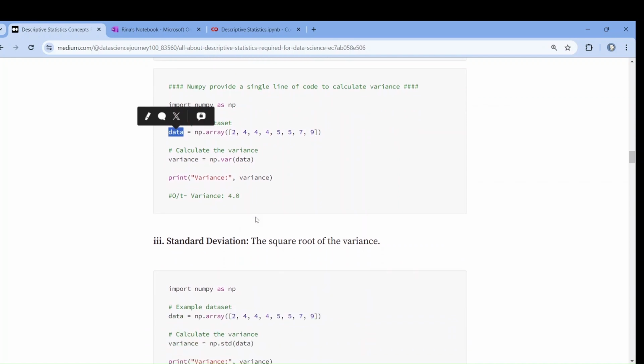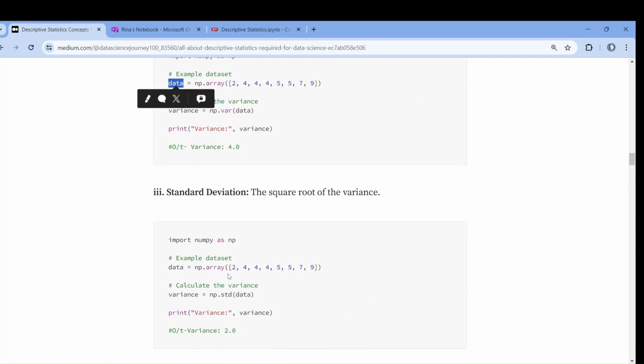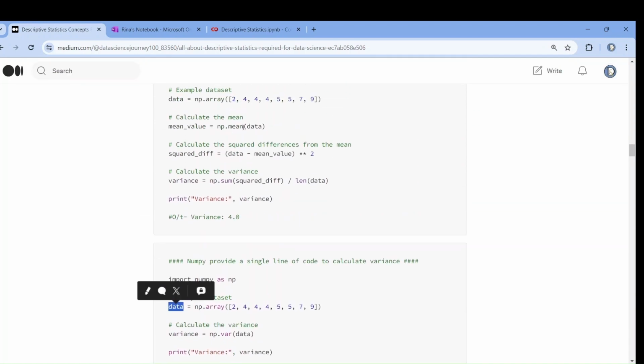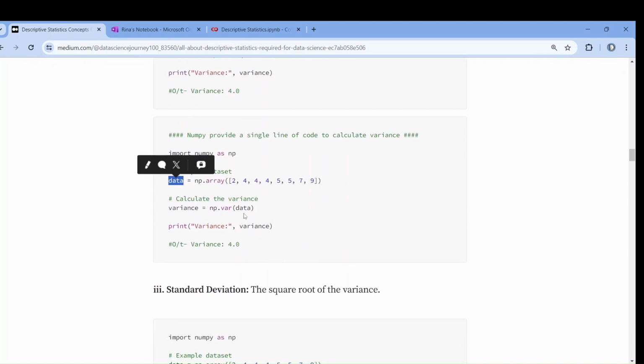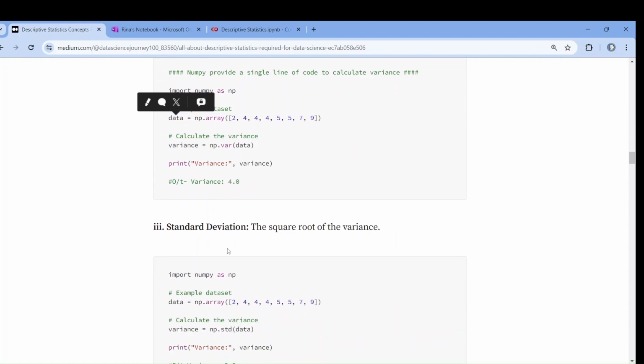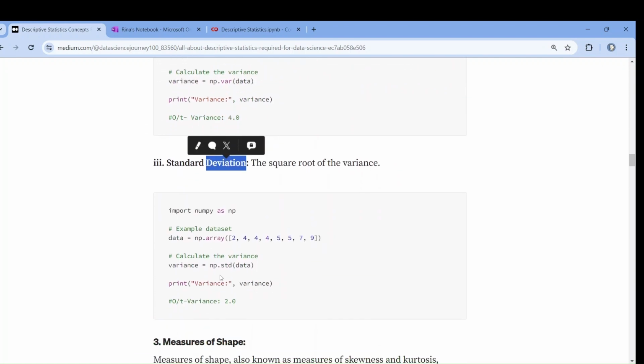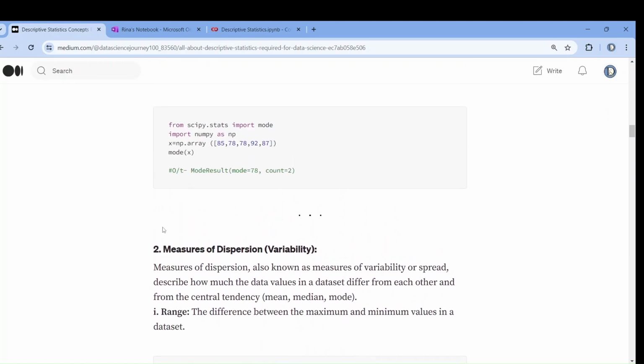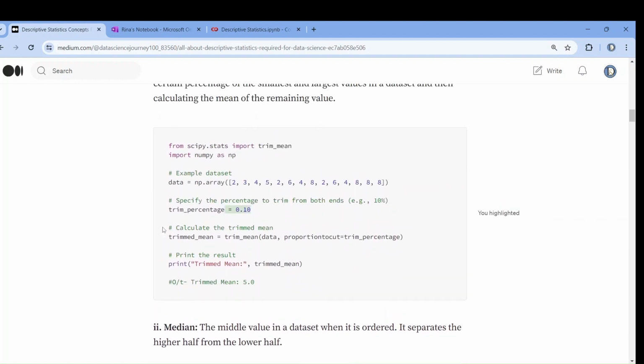Fine. Next one is standard deviation. Standard deviation means the square root of the variance. Here we have made a square, so we just simply take the square root of the result, the variance. So we will simply take the square root of 4.0, so here 2 will be the standard deviation. See here, I have written a mistake. Here it will be standard deviation, not variance. So these are the simple things by which we can know how much the data is spread.